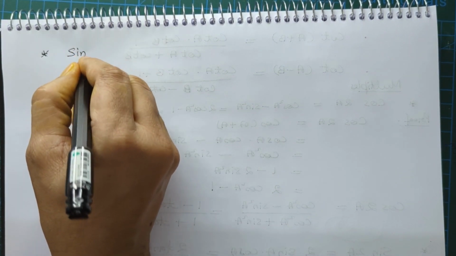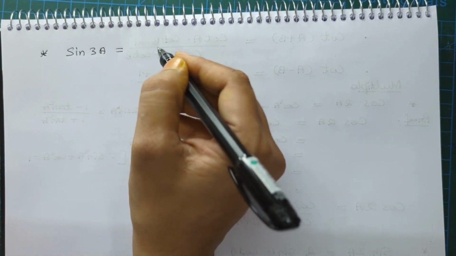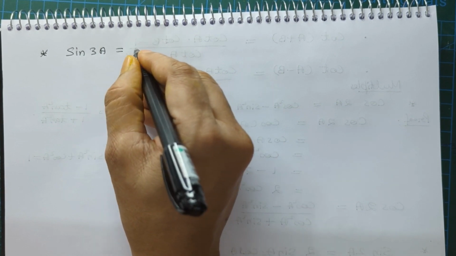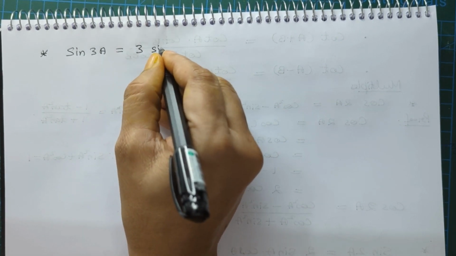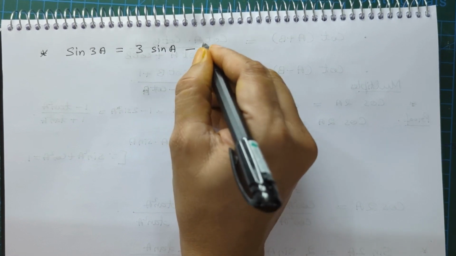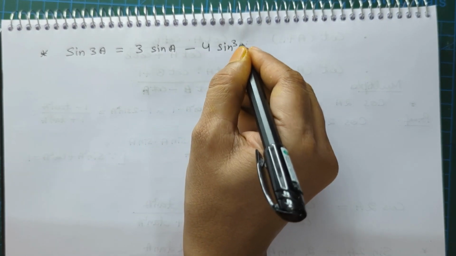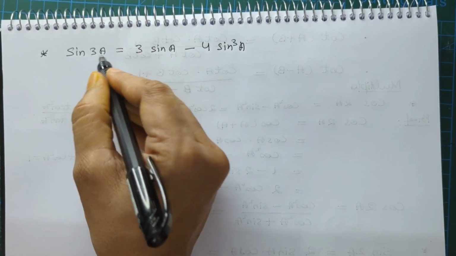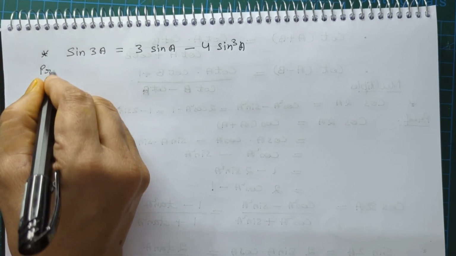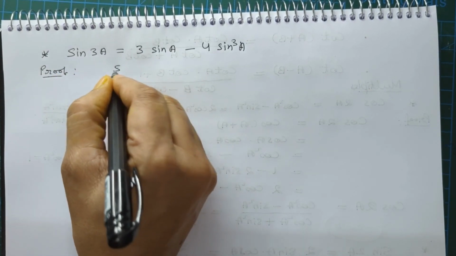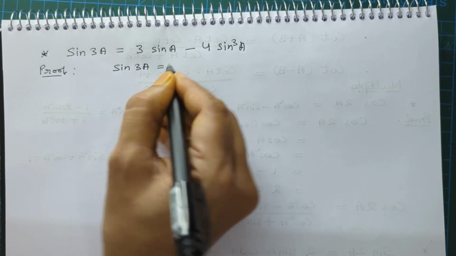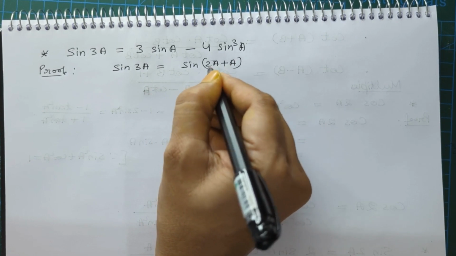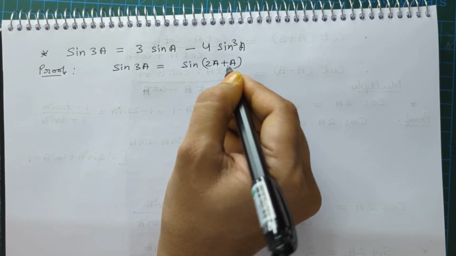Now sin 3A. Sin 3A can be derived using the formula sin(2A + A). Then we apply the sin(A+B) formula to get the formula 3 sin A − 4 sin³ A. This one I am deriving so that we can figure out how to derive cos 3A and tan 3A. So for this I am putting a small proof of how to derive sin 3A. Sin 3A can be written as sin(2A + A), where 2A is A and A is B. Sin(A+B) expansion.